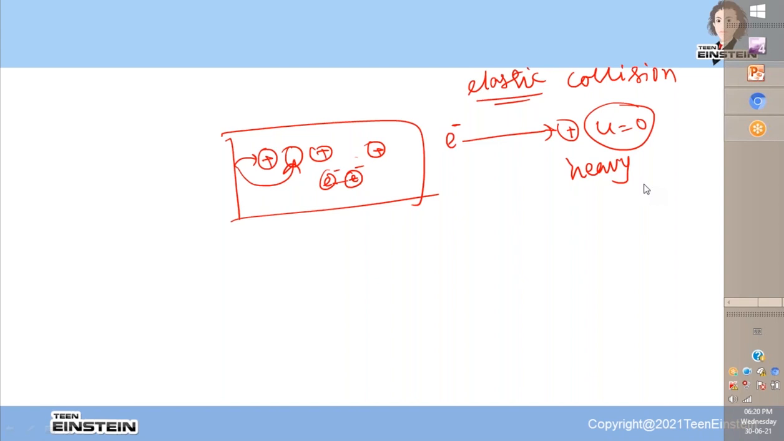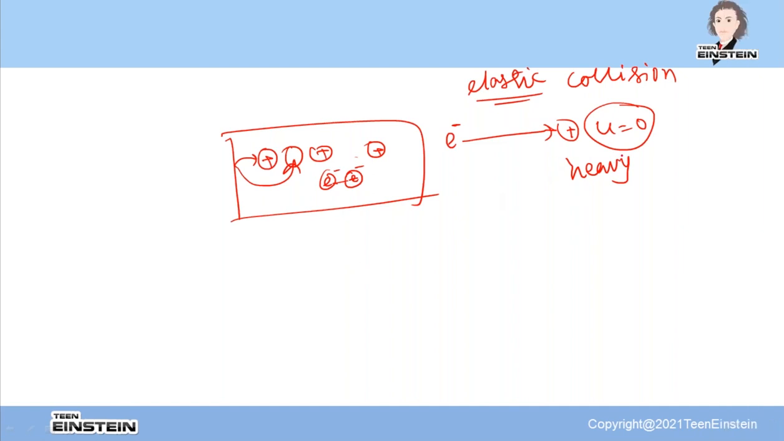Okay, good. So if you remember in elastic collision, what happens if you have a massive or very heavy body with initial velocity 0, and the electron is very light and has velocity this? What will happen after collision? The electron will have the same velocity but with a negative sign.